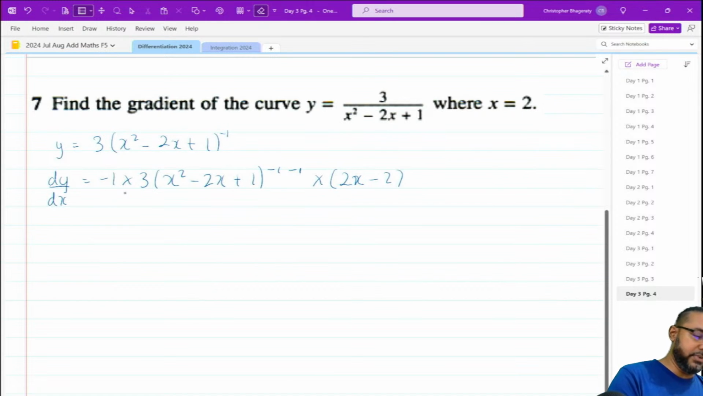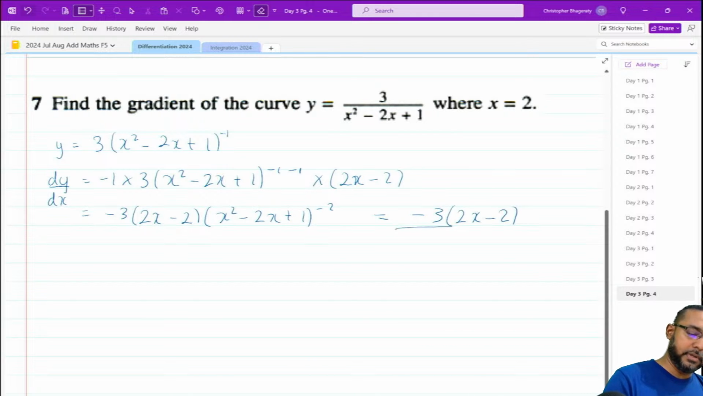Okay, cool. So now we have minus 1 times 3, which is minus 3. Then we could bring the 2x minus 2 in the front here. And then that's times the x squared minus 2x plus 1, then to the minus 2. And then we could apply the negative aspect of the index to put that bracket below as the denominator. All over x squared minus 2x plus 1, then squared.